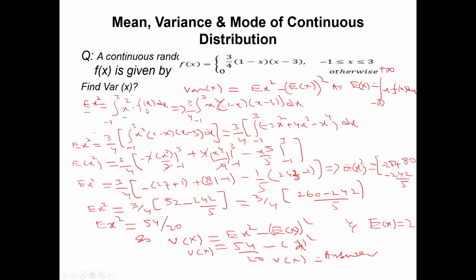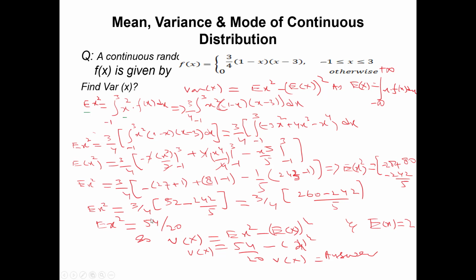So the integral from 1 to 3 of x square into f of x, 3 over 4, because the function is 3 over 4, x square into 1 minus x, x minus 3. You need to simplify it. When you simplify it, it will become like this. Then you need to integrate: 3 over 4, minus 3 x cube by 3, x power 4 by 4, and x power 5 by 5. When you put in all these values and simplify, you will get E of x square. Our variance of x is equal to E of x square minus mean square. In the previous slide, we have already calculated the mean, which is 2.